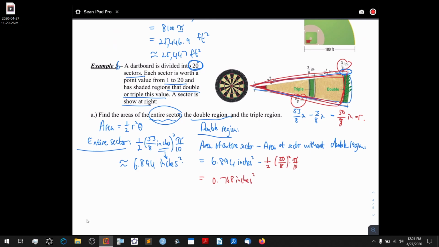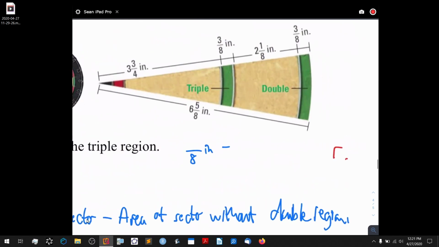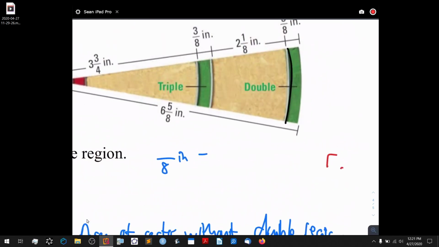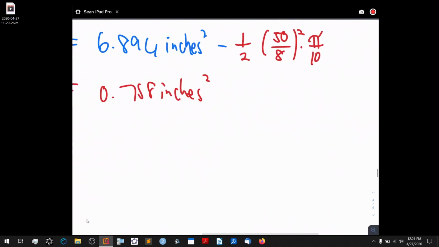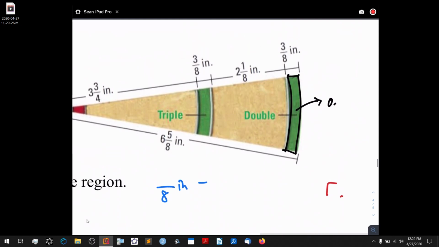So what we just said is, let me erase all the scratch here, that the area here, and I don't know how to draw this so you can see it because it's not really coming through well, this right here, that area there is 0.758 inches squared.